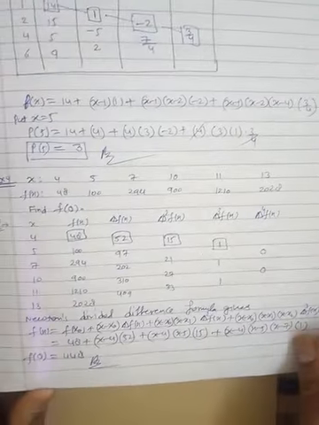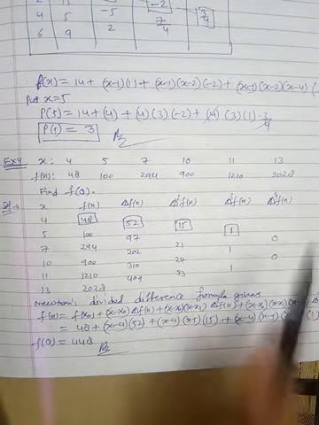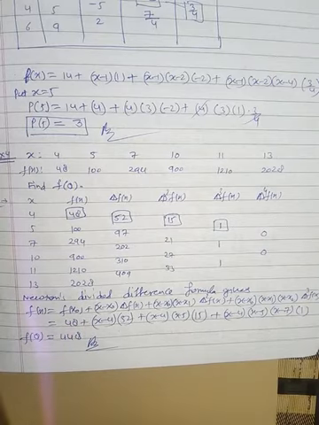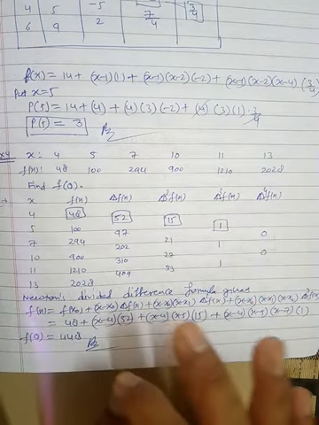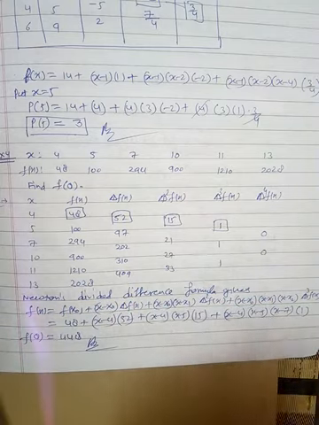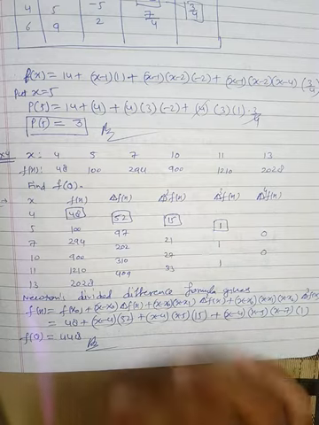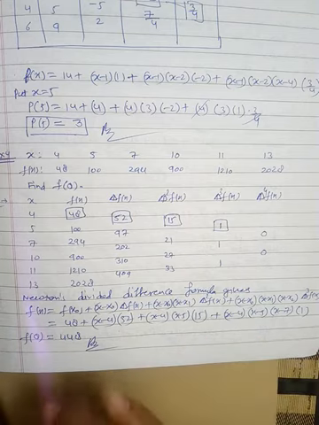Another example is shown here. You will do it yourself. Just do it yourself, and verify the value 448. So this is all about Lagrange's interpolation formula and Newton's divided difference formula. In the next video, we will discuss numerical differentiation with the help of interpolation. Fine. Thank you.